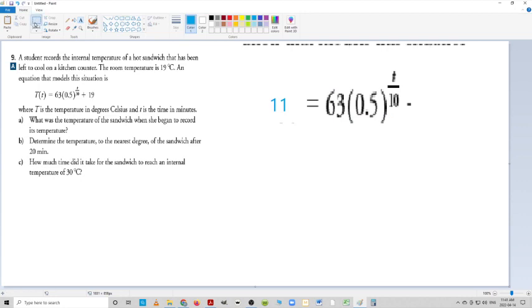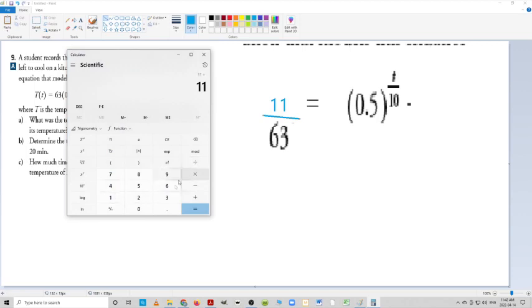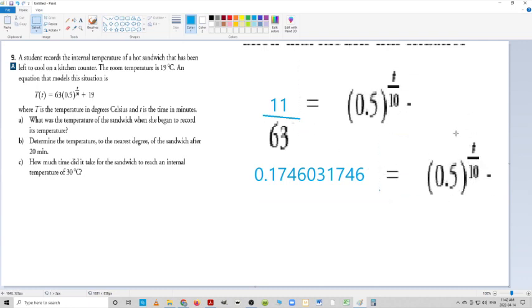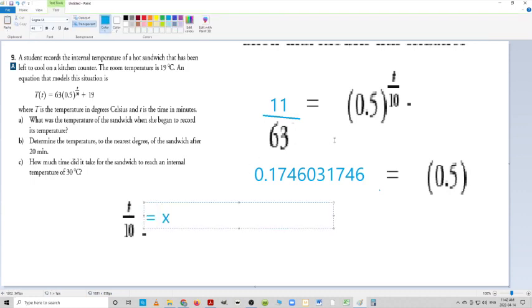What's the next step? We have to divide the multiplier out, because it's reverse BEDMAS order, on both sides. It cancels here. So we're looking for when this whole thing is going to be equal to this. Now the easiest way to solve this is to first find that fraction, 11 divided by 63. That's this fraction here. The next thing you should do, instead of working with that complicated exponent, is just pretend for a moment that t over 10 is equal to x, and we're just going to put an x over there for now.